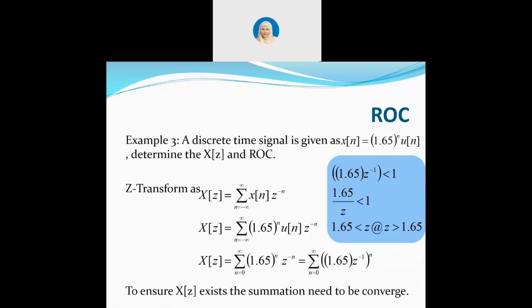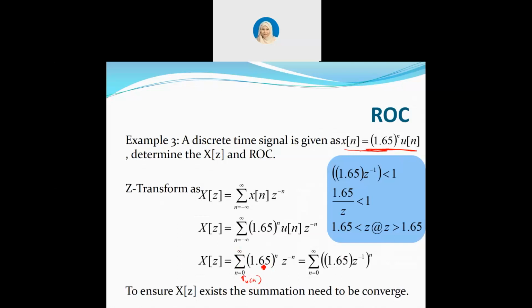Now, let's look at example number 3. For example number 3, a discrete time signal is given as xn equals to 1.65 to the power of n, un. Determine the Z transform and the ROC. This is our discrete time signal, 1.65 to the power of n. And as you know, our n is from 0 to infinite, because we assign un equals to 1 from 0 to infinite.